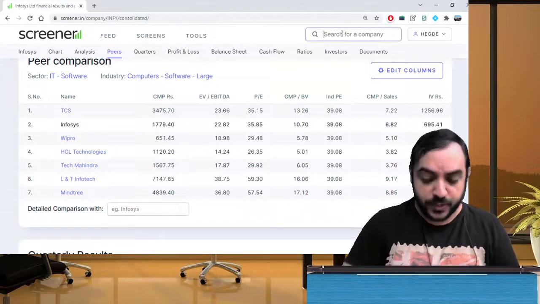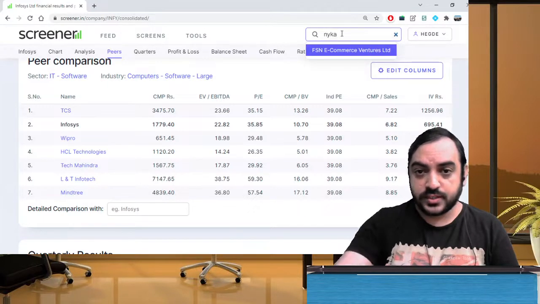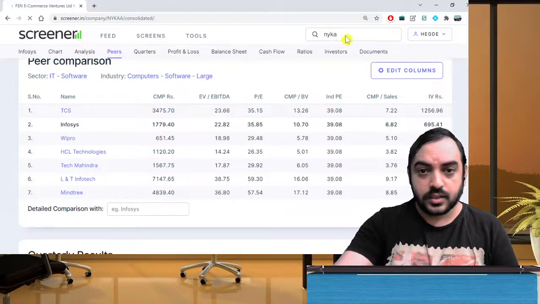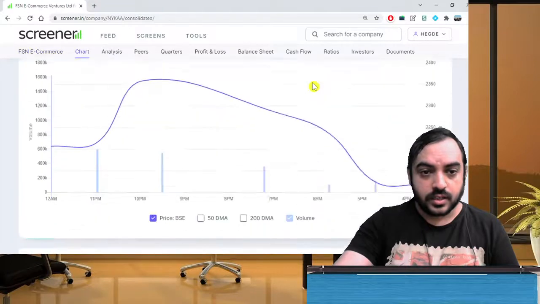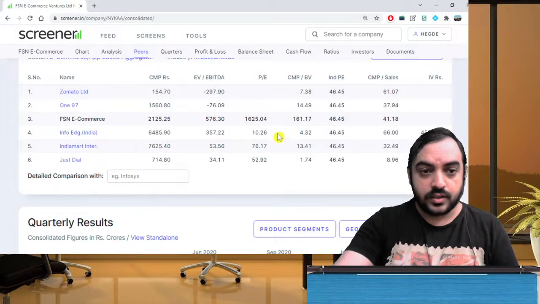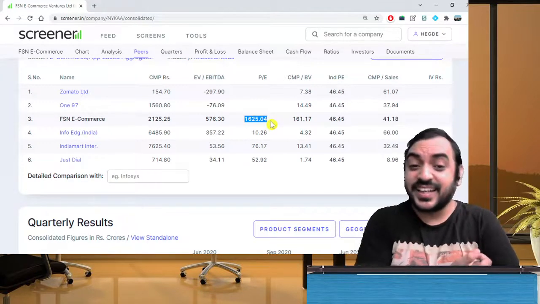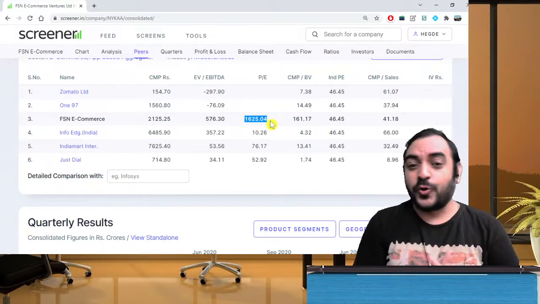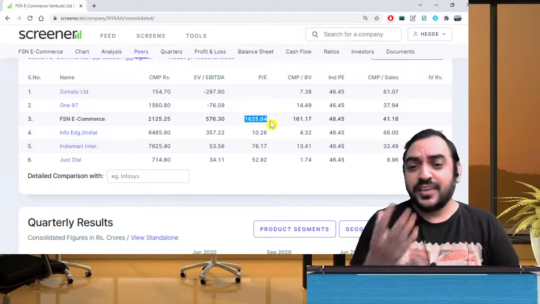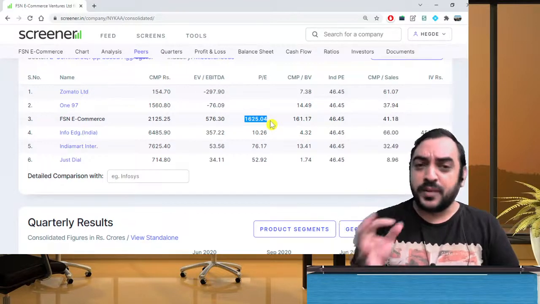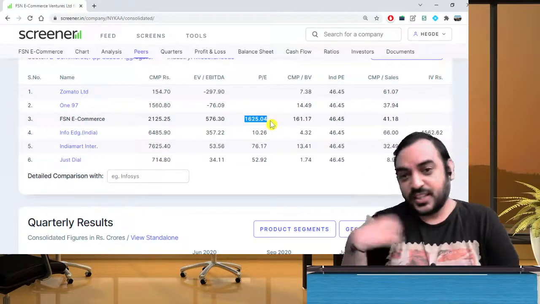So a recent company which got listed, I'm not sure whether it's there. Nykaa, which got listed, 1625 ratio, crazy ratios. I really don't know whether they'll sustain. According to me, this purely is an overvalued company. This is going to fall down, is my opinion.